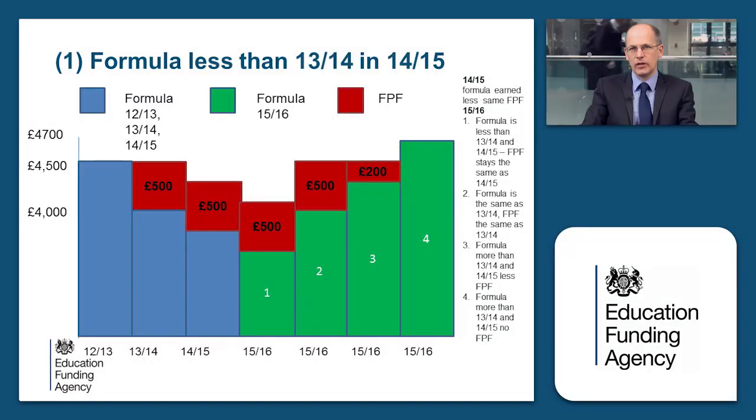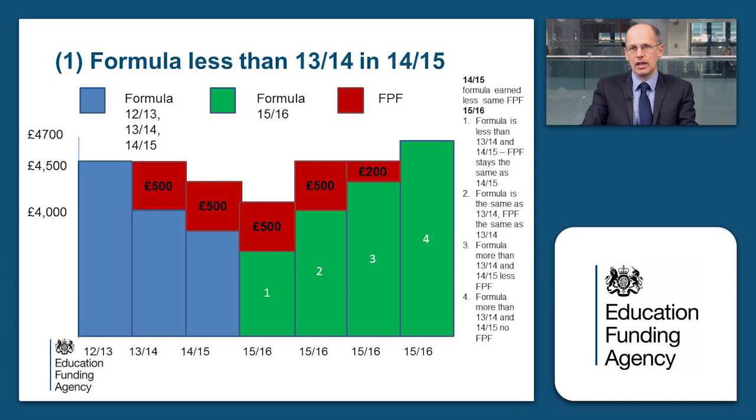The first examples are where the funding formula is lower in 14-15 than it was in 13-14. The blue bars show the funding earned through the formula up to 14-15, and the green bars show different possible funding levels in 15-16. The red bars show the amount of formula protection funding per student in each case. In these examples, the base funding in 12-13 before the new formula was introduced was £4,500 per student. The funding formula in 13-14 gave £4,000, resulting in £500 per student of formula protection funding.